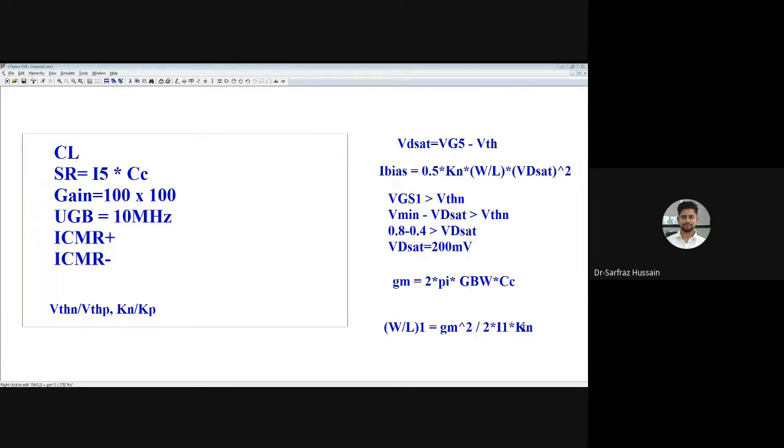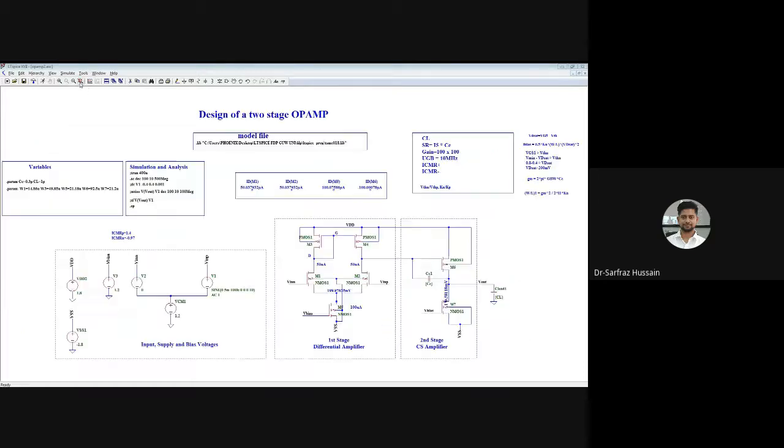Now once we have put these values in the equation, we get the value of W by L. Here we are getting the value of W by L for these two, that is the M1 transistor as well as the M2 transistor. Okay, so we have got these values. Now next is what? Next we'll design M3 and M4. So for M3 and M4, how can we do that? Here we can do it in two ways.